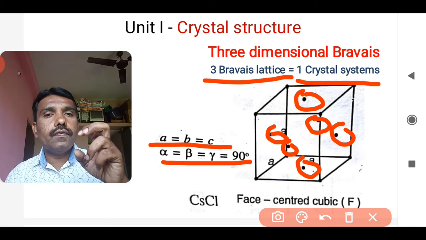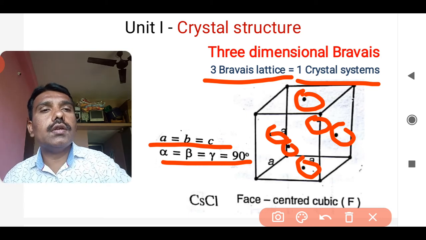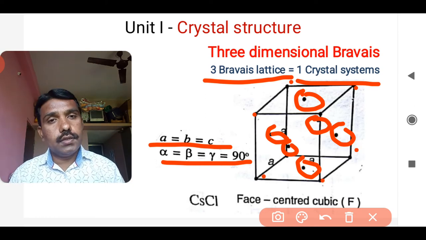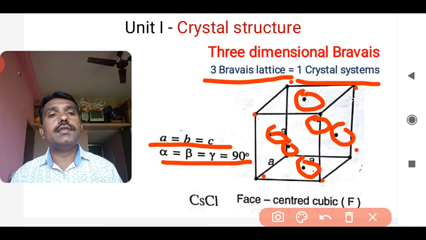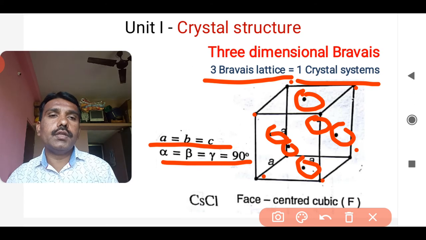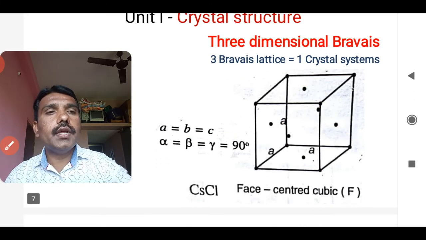The points or atoms are not only on the corners, but the atoms are also at the center of the surfaces, and that's why this type of lattice unit cell is called face centered cubic. So this one is your third Bravais lattice.